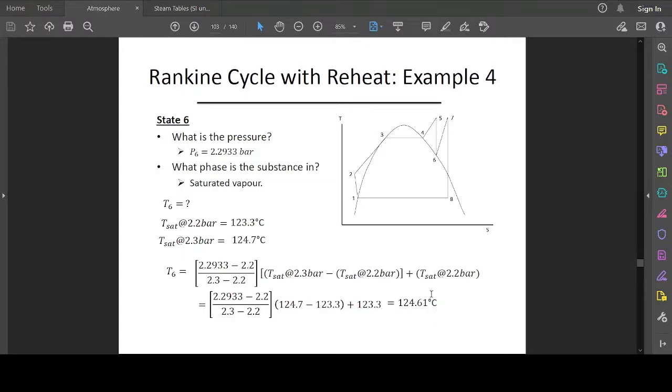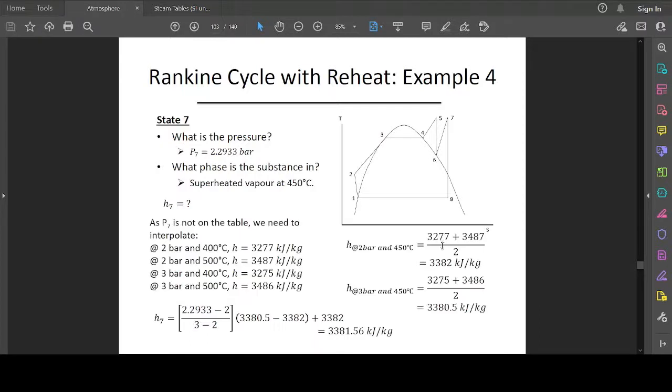With this figure, we've arrived at the saturation pressure and temperature of the low quality steam at stage 6. So what do we do? At stage 7, we calculate the enthalpy at stage 7.